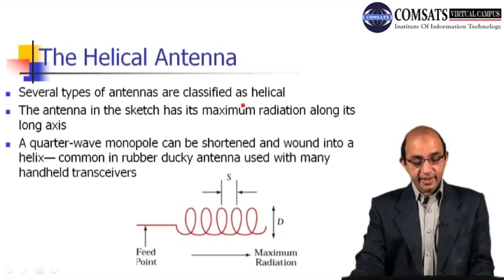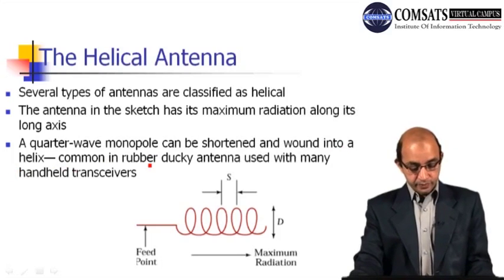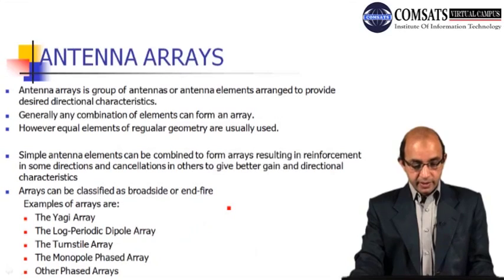Antennas like this are classified as helical. The antenna in the sketch has its maximum radiation along its long axis. So it has maximum radiation along its long axis. A quarter wave monopole can be shortened and wound into a helix. So here we can feed, this is a feed point, right?